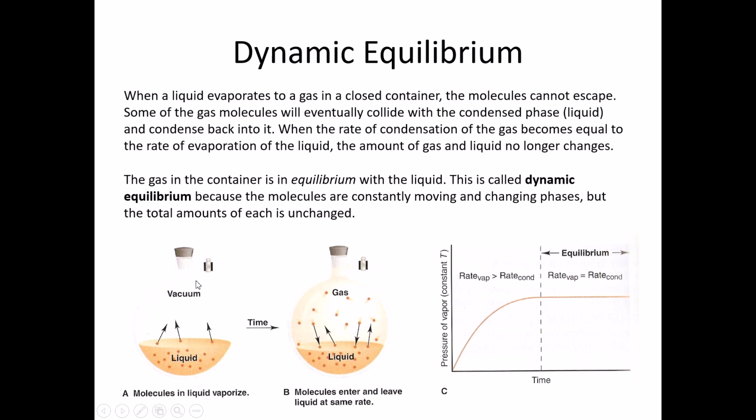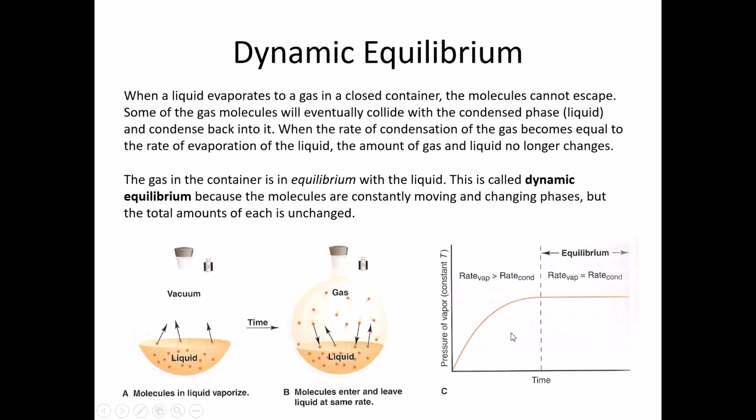As they then move around the interior of the flask, bouncing against the walls of the container and each other, some amount of them will begin to condense as well back into the liquid. So we will have vaporization and condensation happening at the same time, and eventually the rates of these two processes will be equal. Because there's a stopper, the gas cannot escape.